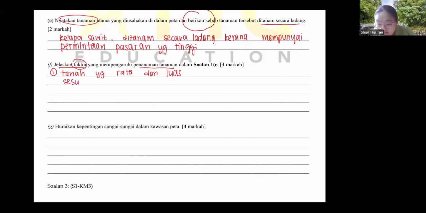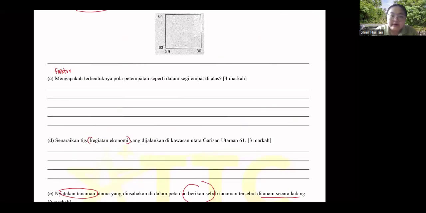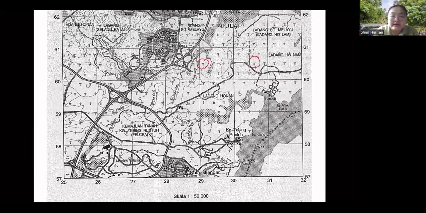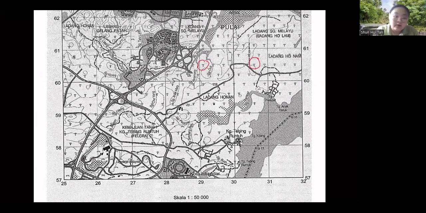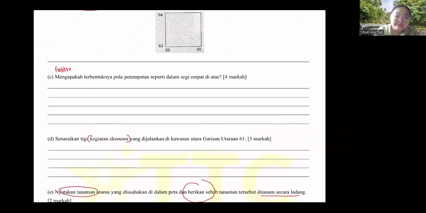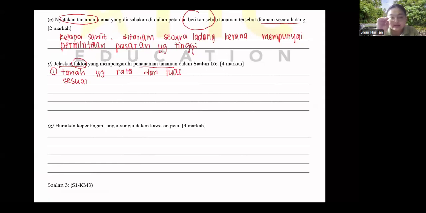Sesuai. Tanah beralun-alun. Yes, but you need to look at this situation. Look at the map. Do you see the small line here? Normally the lines here represent the landscape. You want to write tanah beralun or not? Can. Alright, then you explain, you're going to say that sesuai untuk aktiviti pertanian secara besar-besaran, because it's very wide.